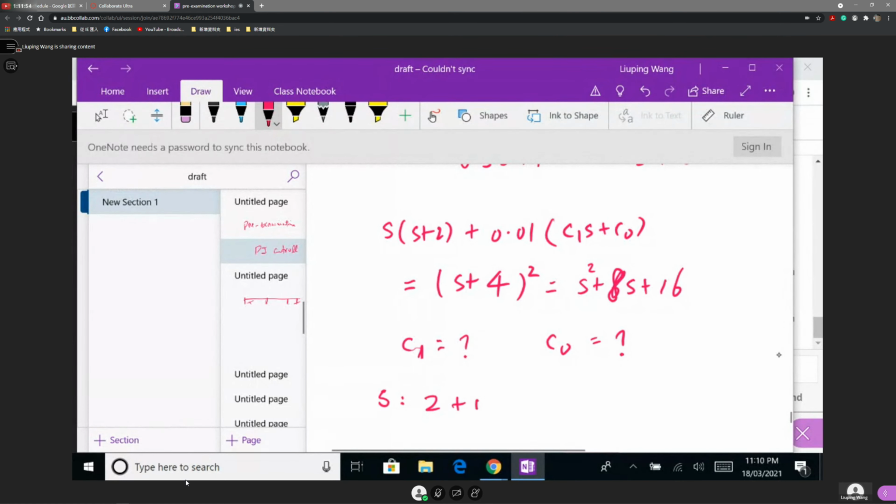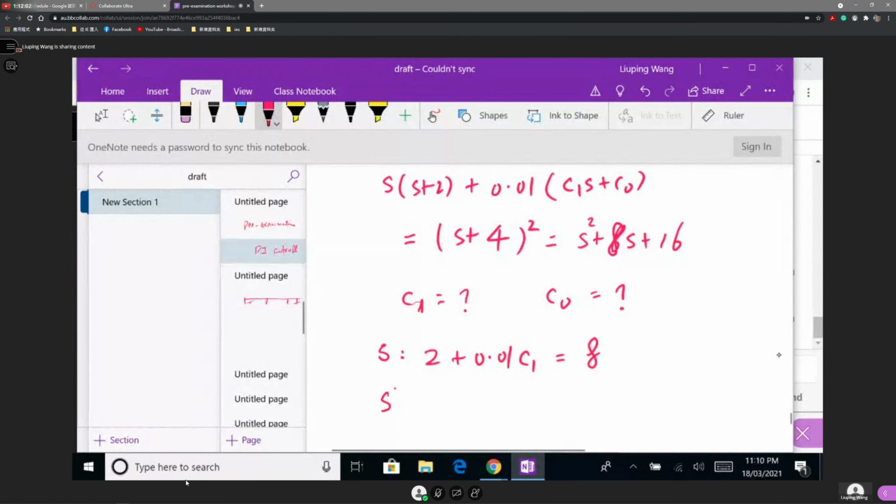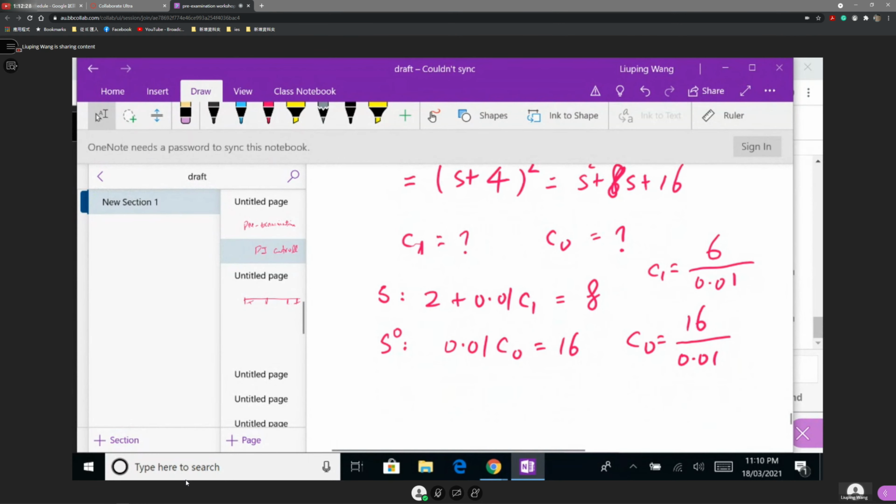2 plus 0.01 C1, right, equal to 8. And the s to the power of 0 term, 0.01 C0, equal to 16, right? So C0 equal to 16 divided by 0.01, right? And C1 is equal to 6 over 0.01, right? That's good. So what I say, Kc is very big. Kc equal to 600, right?